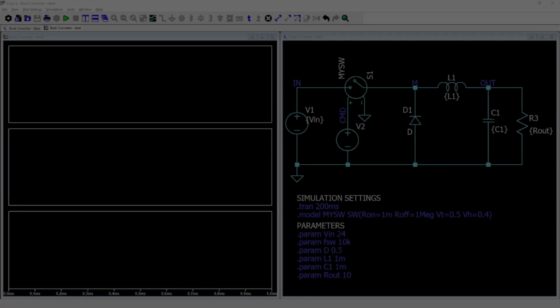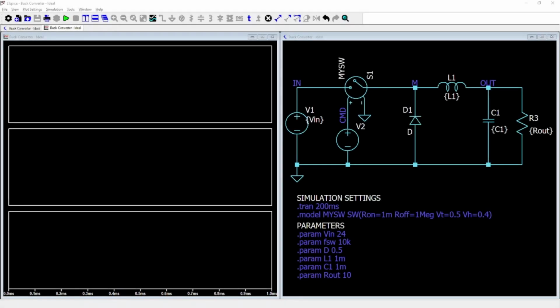Why is there current ripple in the inductor? We need to spend some time looking into the behavior of the inductor. Inductors resist changes in current, but they don't keep current constant. Instead, they ramp it up or down depending on the voltage across them. Looking at the voltage across the inductor will help us understand more about the current ripple.